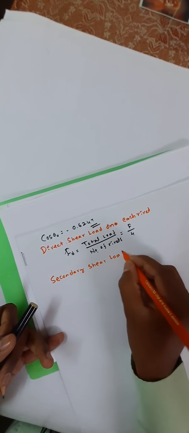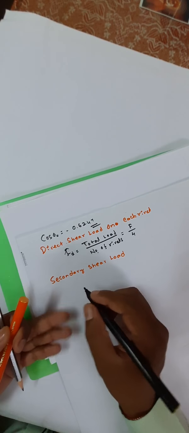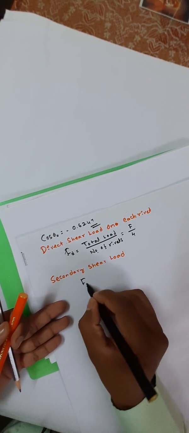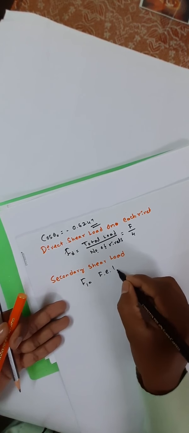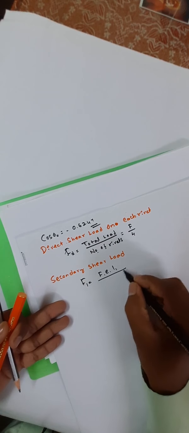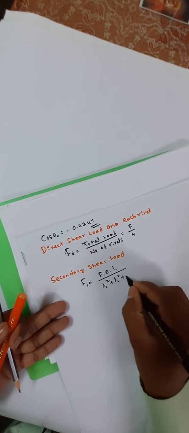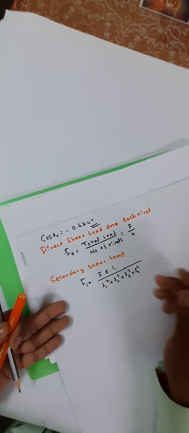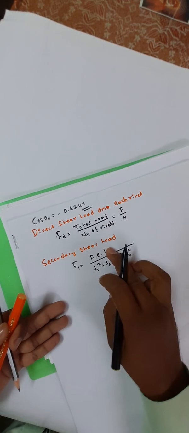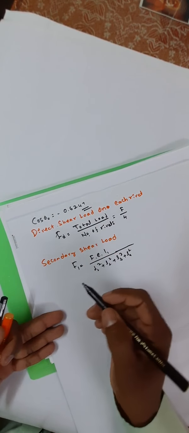Secondary shear load. So here, by using this equation, F1 is equal to F into E into L1 divided by L1 square plus L2 square plus L3 square plus L4 square. This is the equation which is used to determine the secondary shear load.